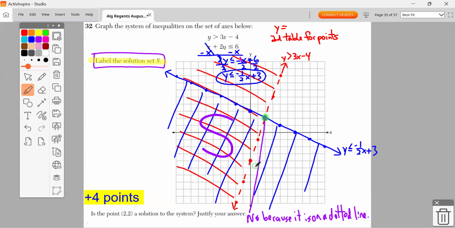Because it is on a dotted line. Dotted lines are not in the solution set. If it was in this double shaded area, sure, that's a solution. If both lines were solid lines, yes, it would be a solution.